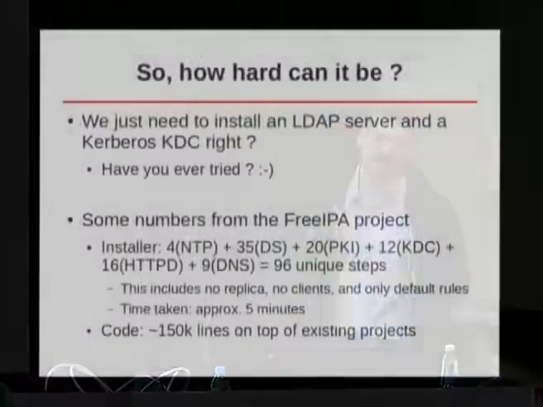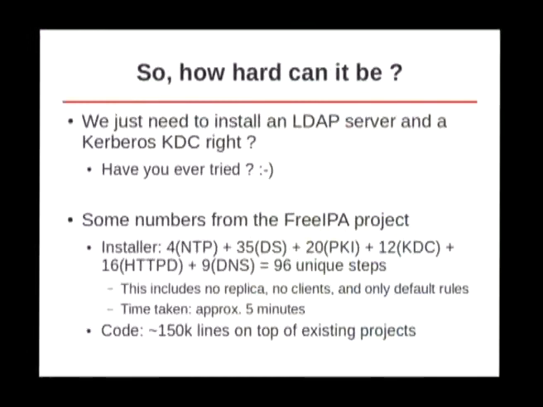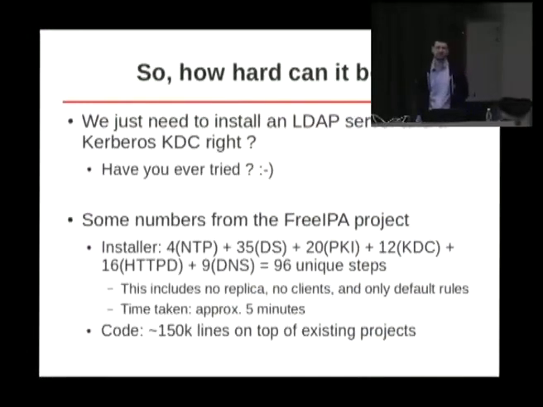Making mistakes when you have to do almost 100 different steps to build a system is very easy. And in many cases, not only will you waste a lot of time, you may not notice that you forgot something that is critical. So, for example, in the FreeIPA project, all these 96 steps take 5 minutes. And that's also very important because admins don't have time to babysit stuff for too long. They have a job to do.